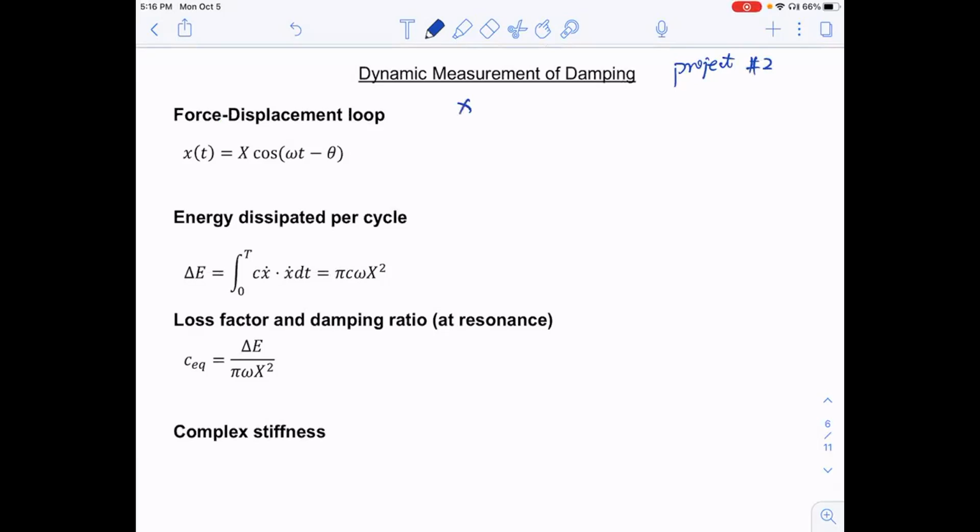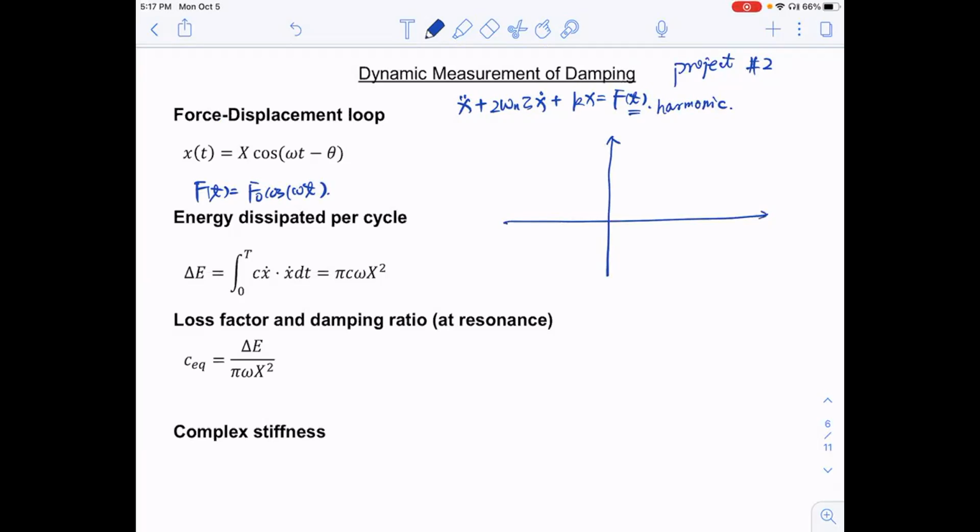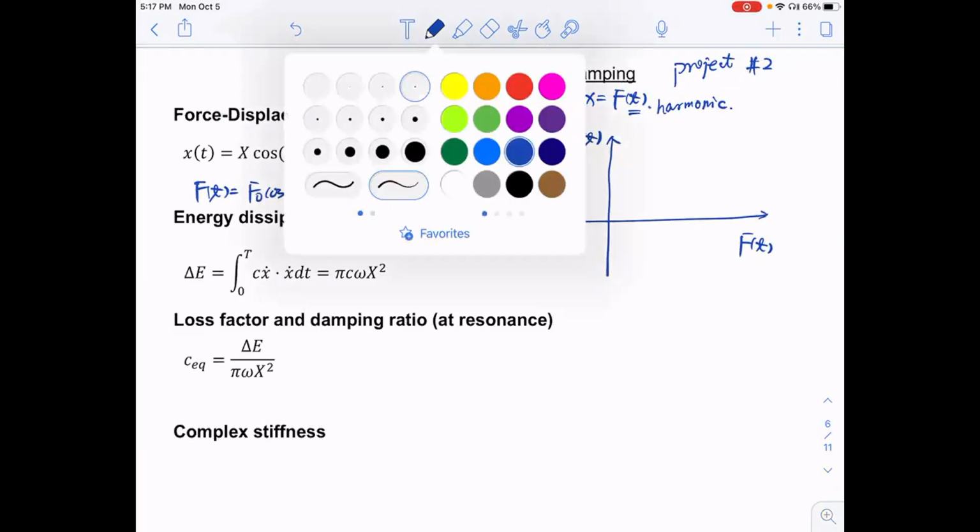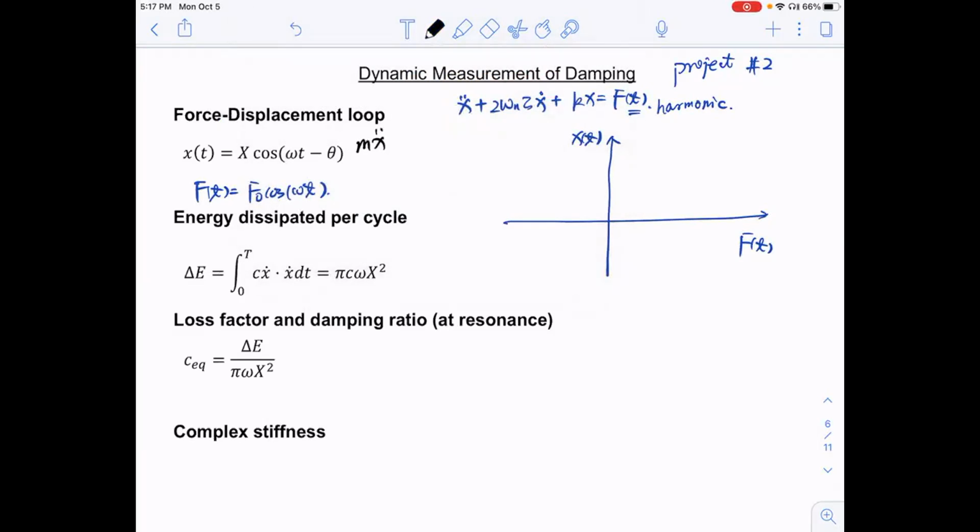So let's recall we have a linear system, and this linear system is harmonically excited. Let's assume that your F(t) is F naught cosine omega t. So what we're doing is we want to create a 2D plane. Your x-axis is your force excitation, and your y-axis is your response. Or if you want, I can also put the original format by the side.